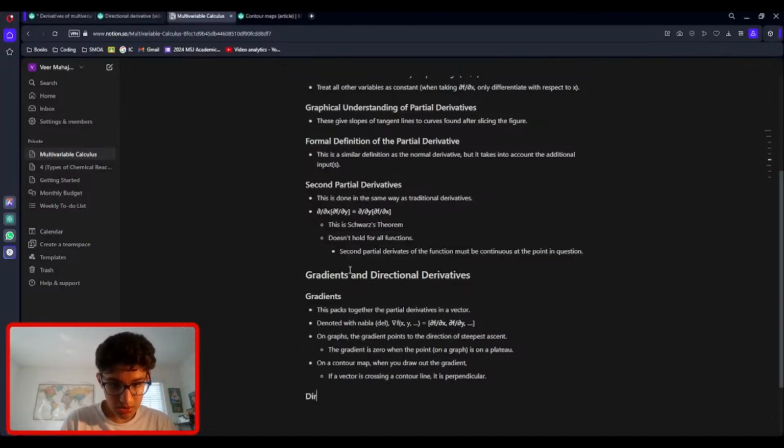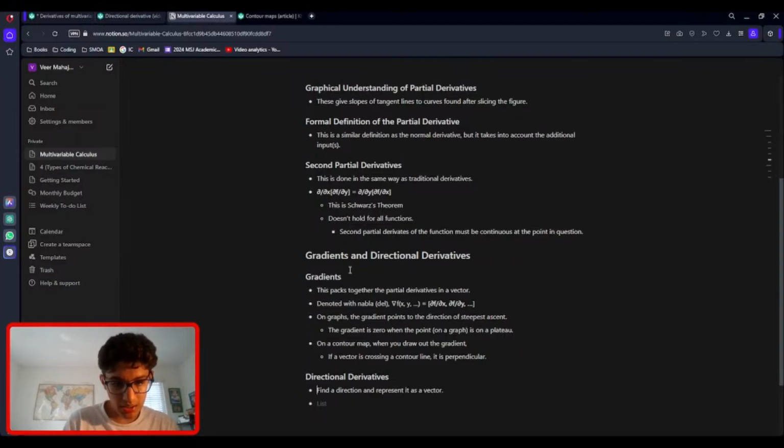H3, so directional derivatives. Find a direction and represent it as a vector. Well, actually, this is more of a process, so I'll just write it as a list. Find a direction and represent it as a vector. Let's say that v is equal to a comma b. Let's say that's your direction, right?